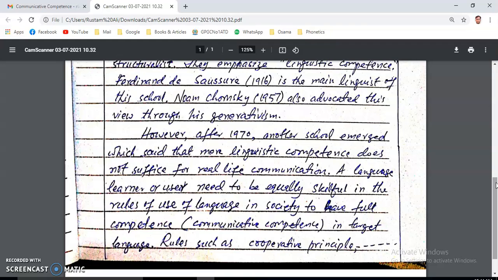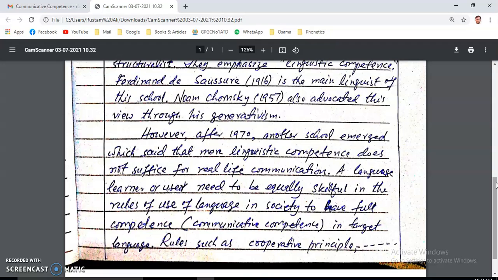So put together, in order to be a successful communicator in real life situations, a learner or a language user must be communicatively competent. That is, he or she must have both linguistic as well as sociolinguistic competence. The sociolinguist school is known as functionalist or sociolinguist, and the main linguist in this school is Dell Hymes. We also have J.L. Austin, Paul Grice, Hudson, William Labov, and a few others.